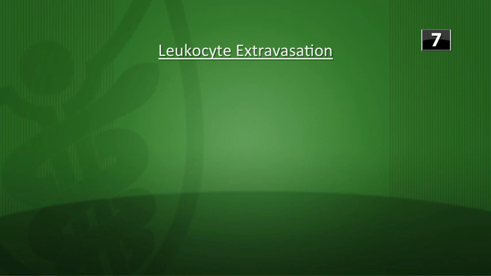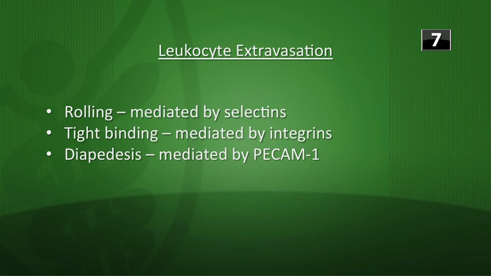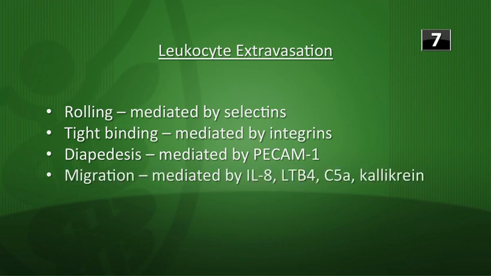First one, describe the process of leukocyte extravasation. So we said there are 4 steps. There's rolling, which is mediated by selectins that select the leukocytes. Second step is tight binding, which is mediated by the integrins, they integrate. There's diapedesis, which is mediated by PECAM-1. And there's migration, which is mediated by the chemotactic factors like IL-8, LTB4, C5a, and kallikrein.